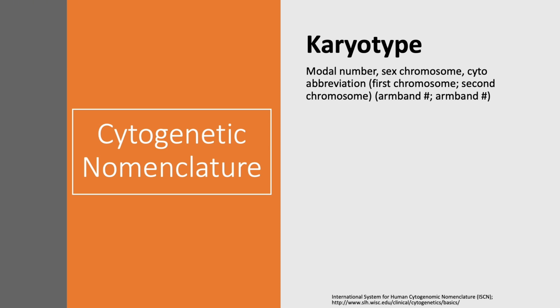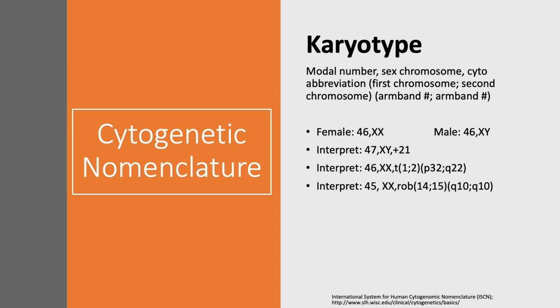Let's break down a few examples. For a typical female karyotype, we have 46,XX. This means there are 46 chromosomes and 2 X chromosomes, indicating a female. Similarly, for a typical male karyotype, 46,XY. Here, 46 chromosomes are present, and the X and Y chromosomes indicate male.